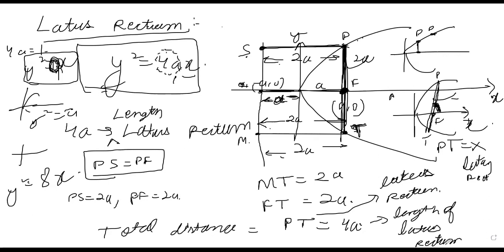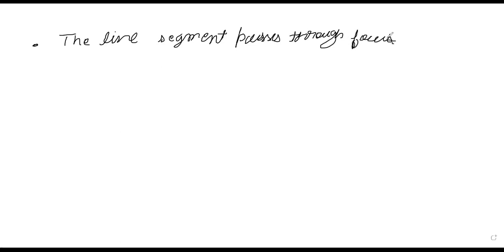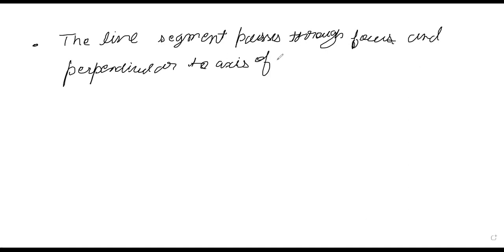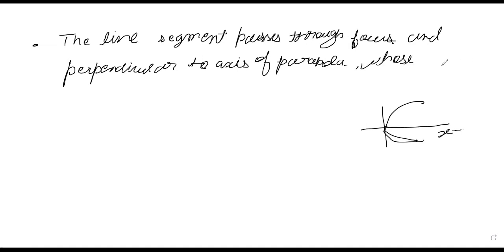I've written. Okay. So you write the definition. The line segment that passes through the focus and is perpendicular to the axis of the parabola. So in that case, what is the axis of the parabola here? This is the x-axis. Okay. So perpendicular to the axis of the parabola, whose endpoints are on the parabola.